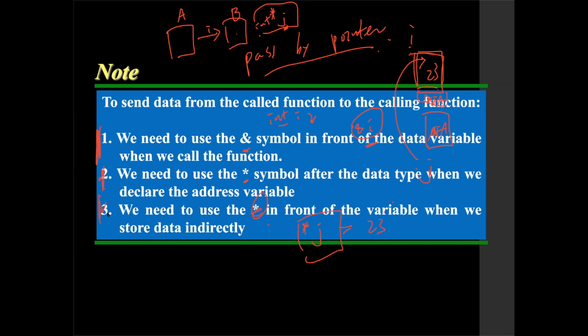Anyway, this is a little more advanced, but this is how we send data from the calling function to the called function. So in this case, A is what we call the calling function, and B is what we call the called function, or the function that's being called.